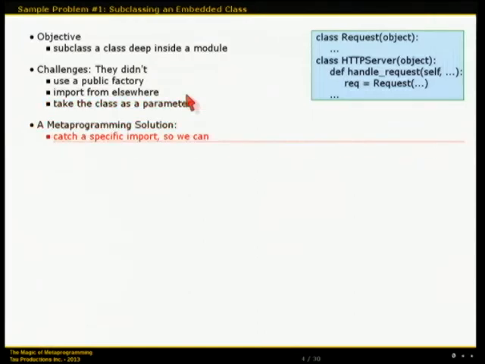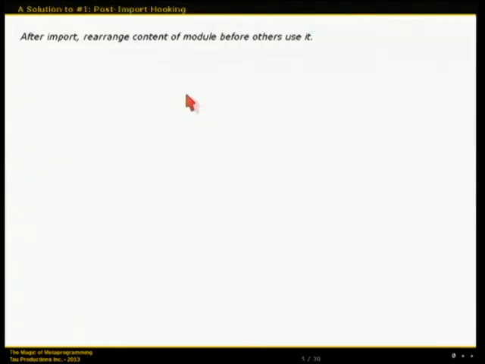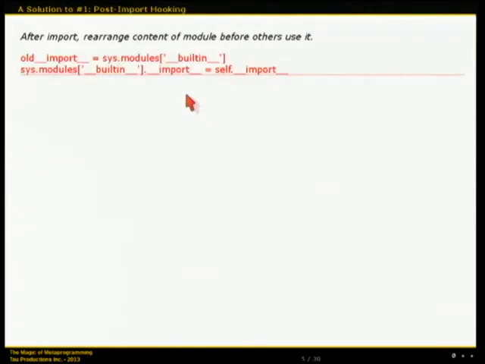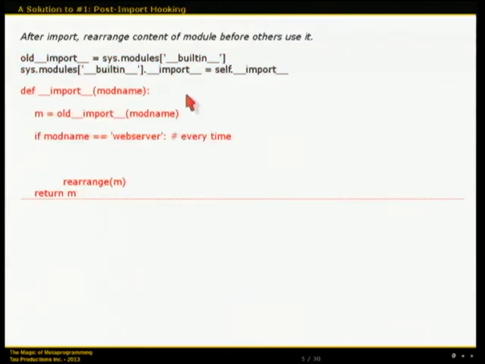So the metaprogramming is we want to catch the import. At the moment that this file is imported, we want to go in and scribble, rearrange things, so that we can redefine the request to be a subclass. So first thing you do is you want to basically get yourself hooked into the import mechanism of the Python interpreter. So here we've stashed away the old entry and added ourselves into the chain of calls. And so we've defined our own import.